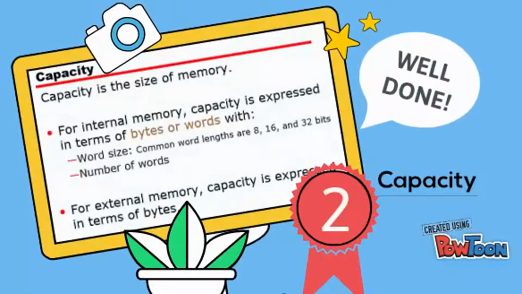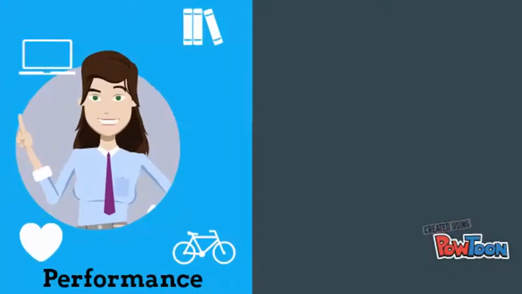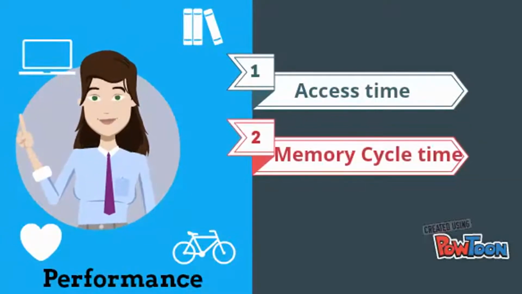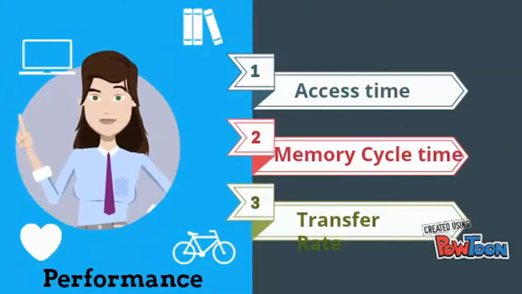Capacity is the size of memory. For internal memory, capacity is expressed in terms of bytes or words, with word size. Common word lengths are 8, 16, and 32 bits, and the number of words. For external memory, capacity is expressed in terms of bytes. Performance. Three performance parameters are used: access time, latency or memory cycle time, and transfer rate.